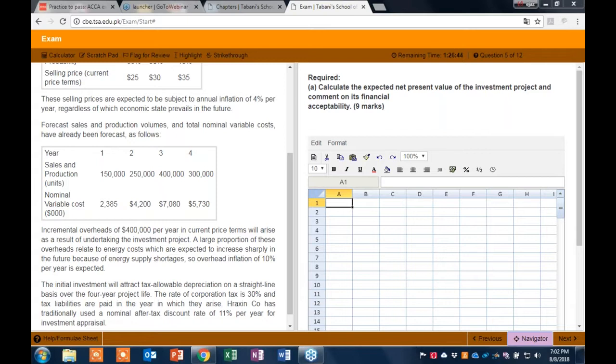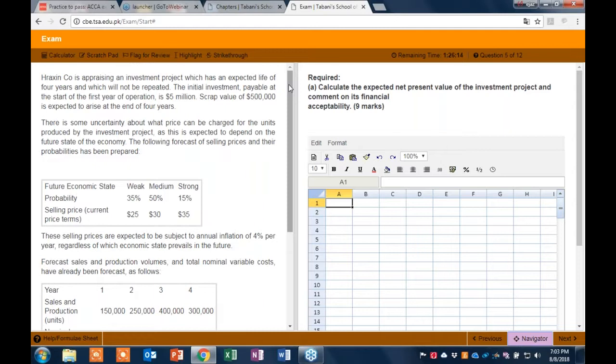Now, we'll be solving another question in which we have to calculate net present value, but there's some addition to the net present value calculations, which is the inclusion of probabilities. So how we incorporate probabilities into our net present value calculation, this is what we are about to start. On your screens, I hope you can see the question right there.